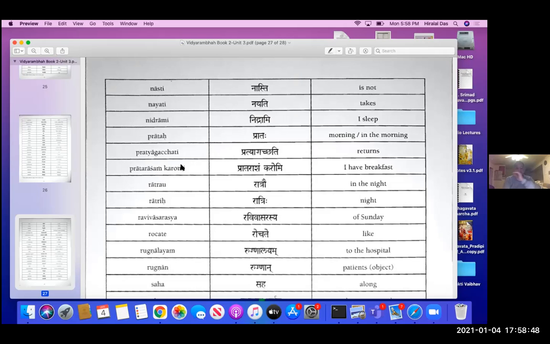Pratarasham karomi. Please repeat. Pratarasham karomi. Okay. Good. I have breakfast. Ratro, in the night. Ratrihi, night. Ravivasharasya, of Sunday. Rochate means like. Okay, next person.